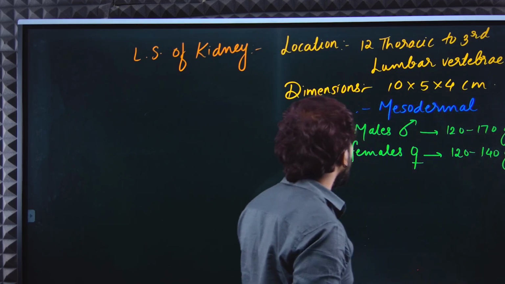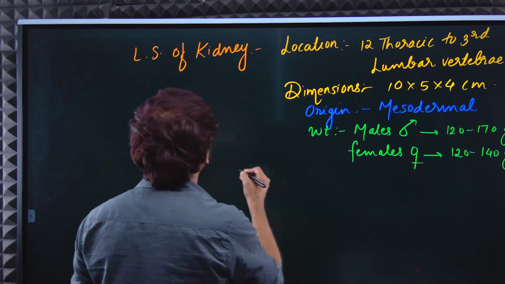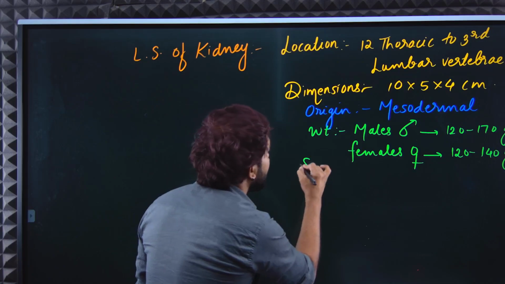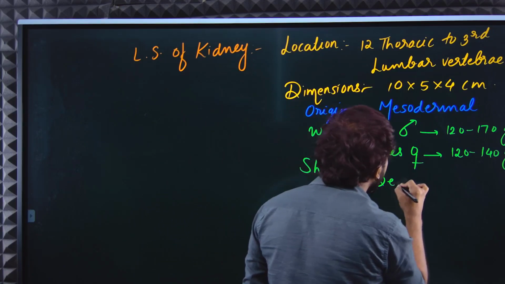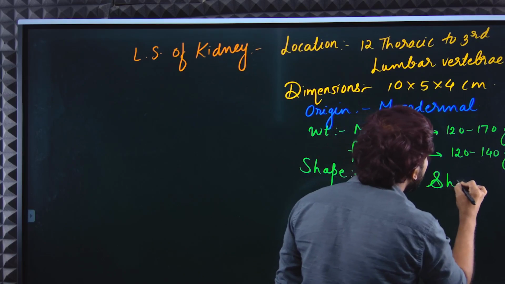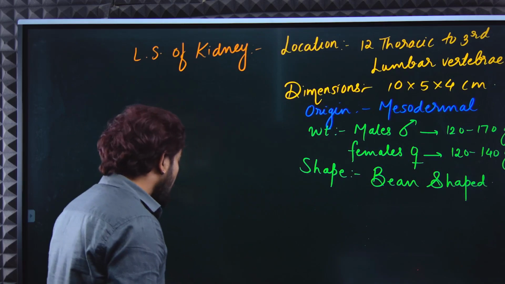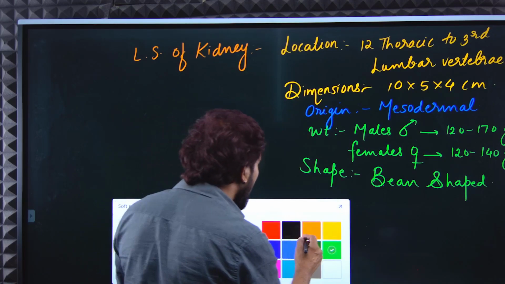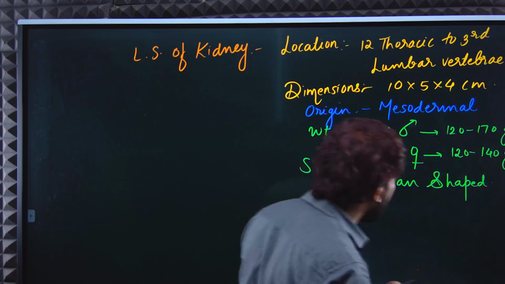120 to 140 grams. All right, my dear friends. When it comes to the shape of the kidney, the shape is bean shaped. The kidney is a bean shaped structure. All right, so here we'll draw the longitudinal section of the kidney.